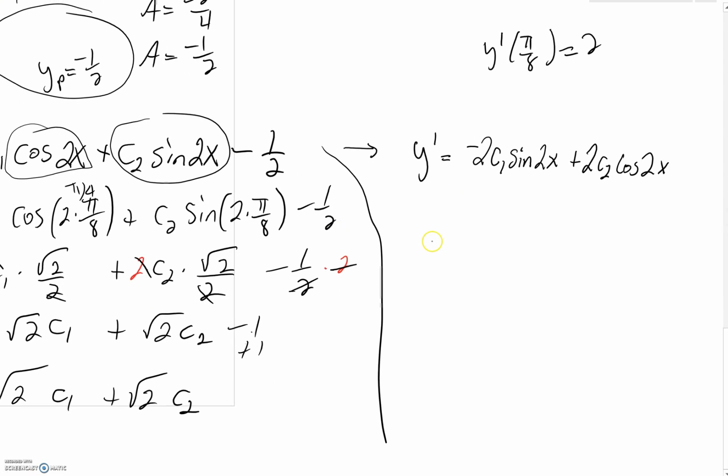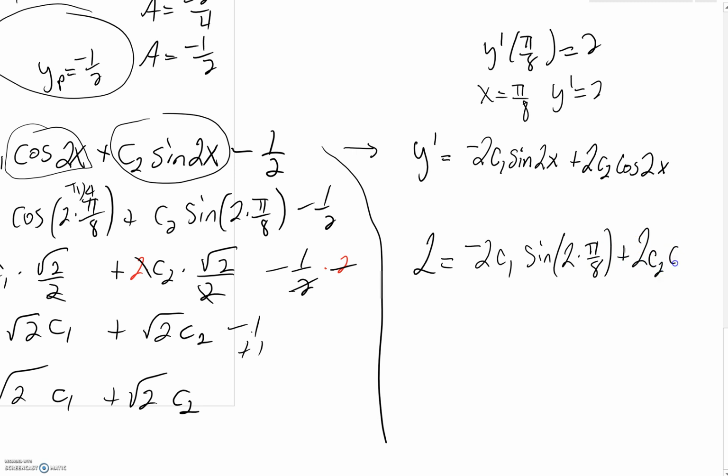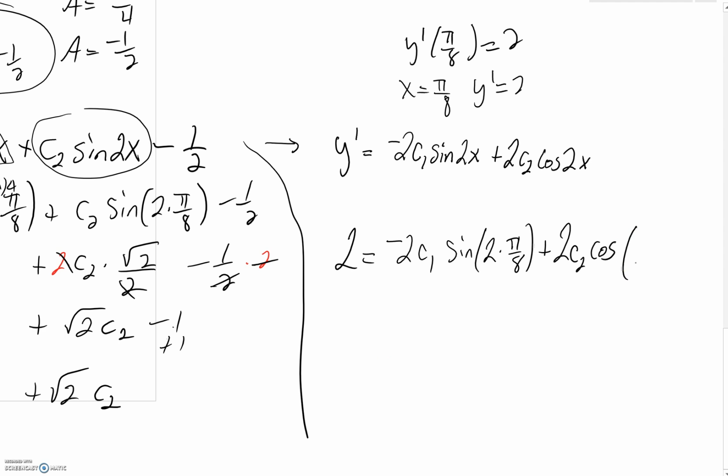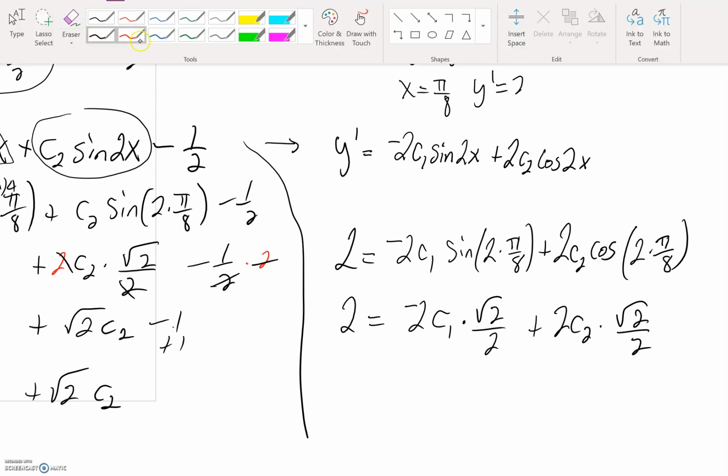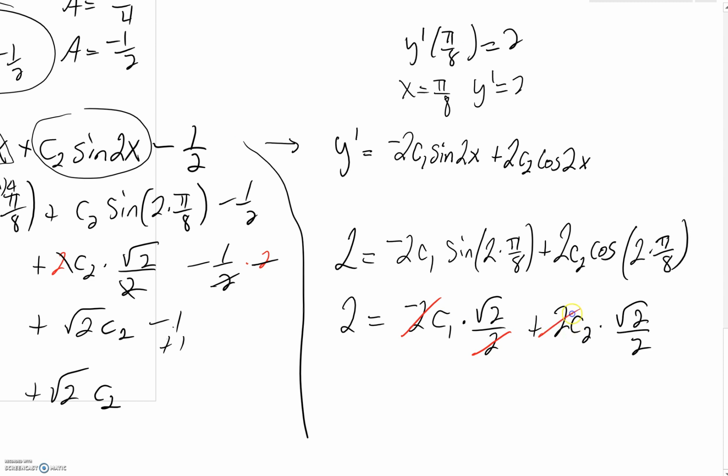What does that mean? Well, our y prime equals 2, and our x is equal to pi over 8. And we saw this earlier, plugging in that pi over 8. 2 times pi over 8 is pi over 4, isn't it? And we know what sine and cosine of pi over 4 are. That's root 2 over 2. So we've got this negative 2c1, here's a root 2 over 2, here's a 2c2, another root 2 over 2. And dare I say it, I think you can see immediately, the 2's here are going to cancel out.